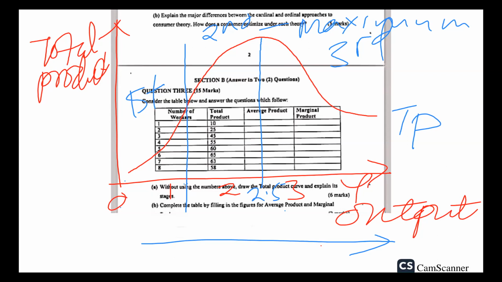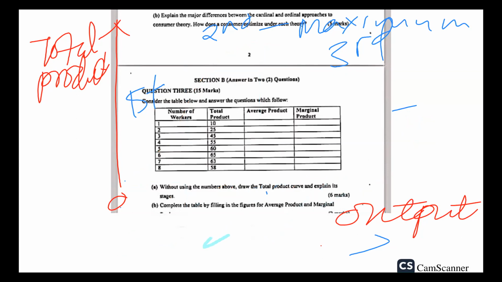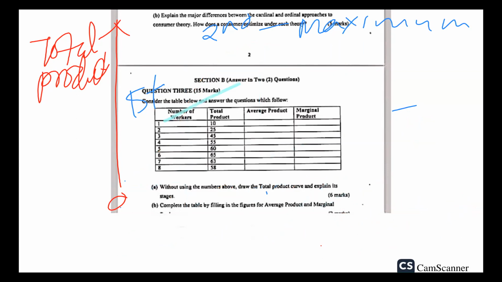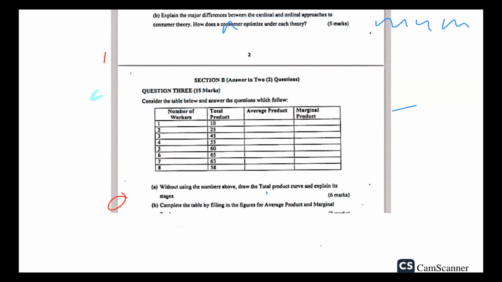Okay. We go to question number B. It says complete the table by filling in the figures for average product and marginal product. That's the second question you have: we have to complete this table. We fill in the average product and the marginal product.